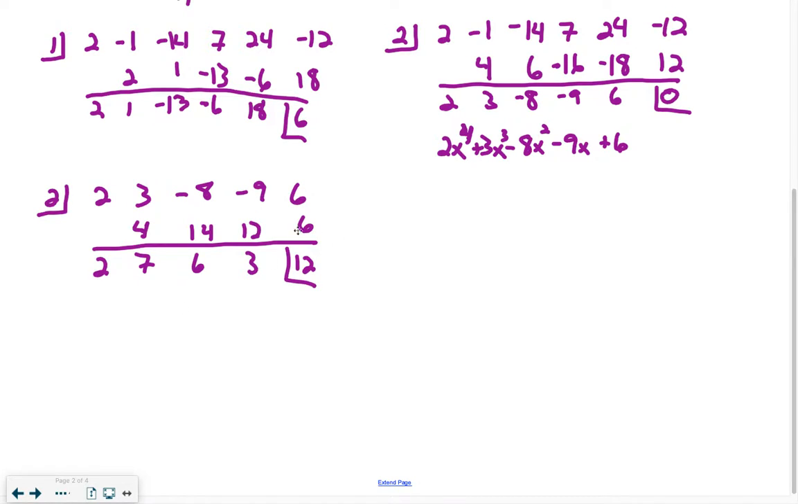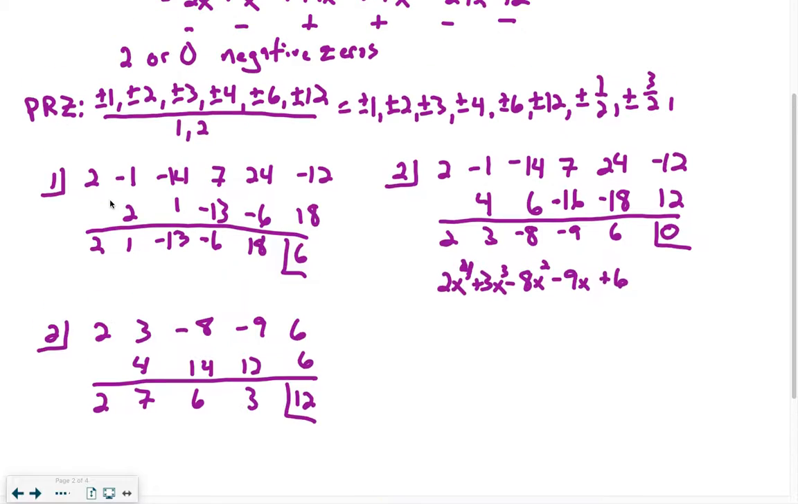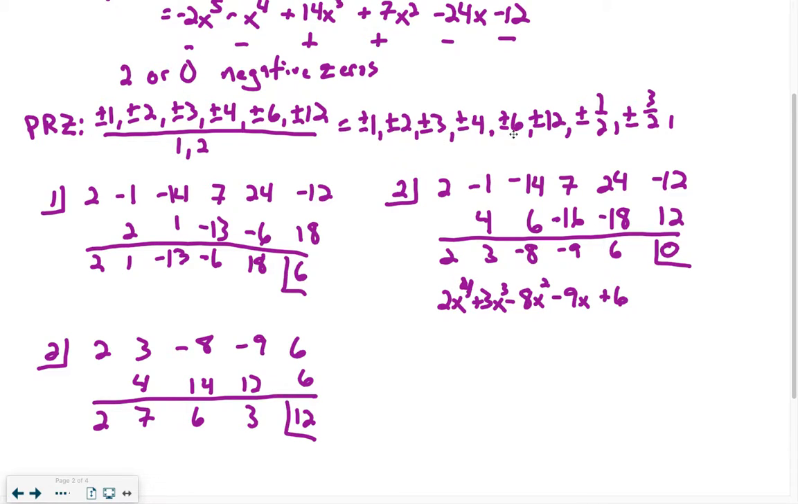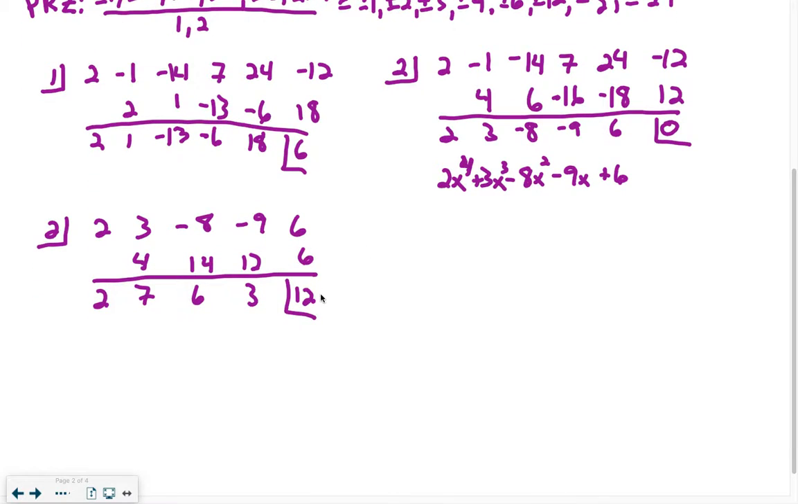However, I did gain some information from this. If we remember our rules for bounds, if everything in the final row ends up being positive or 0, that means that this value was an upper bound. So 2 is an upper bound. I can discard all of the possible rational zeros greater than 2. So if we look back at our list, I can get rid of 3, 4, 6, and 12. Anything greater than 2 I can get rid of. Right, so let's make a note here that we found 2 was an upper bound.